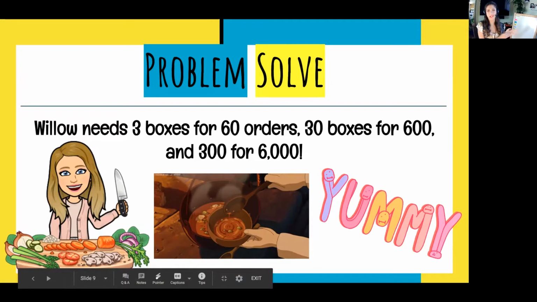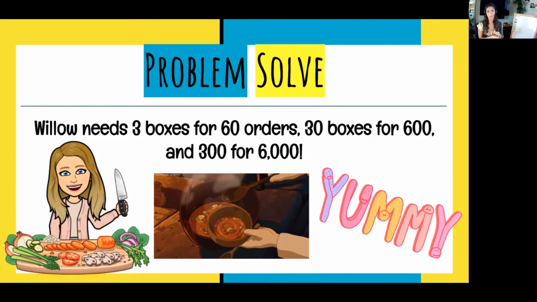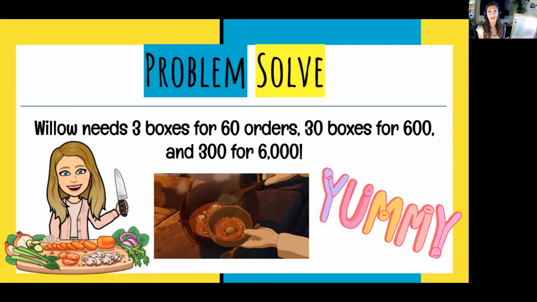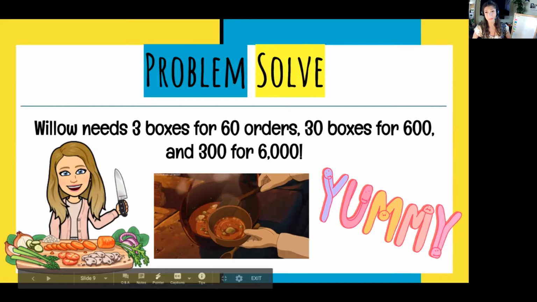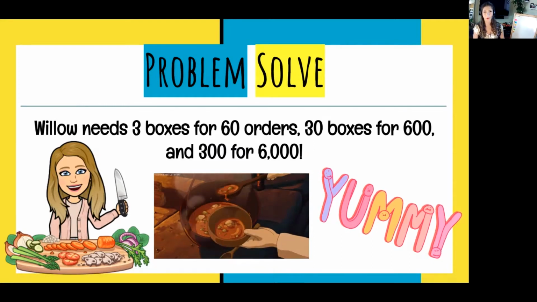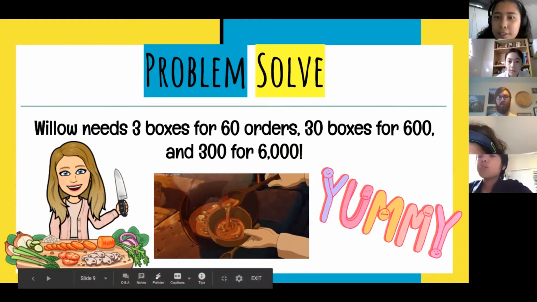And that means Willow's going to need 3 boxes for her 60 orders of soup. She's going to need 30 boxes for her 600 orders of soup and 300 boxes for her 6,000 orders of soup. Must be some very popular soup and salads there. I think Willow's going to have to cook for us now. What do you think, Willow? Willow, cook soup for me.